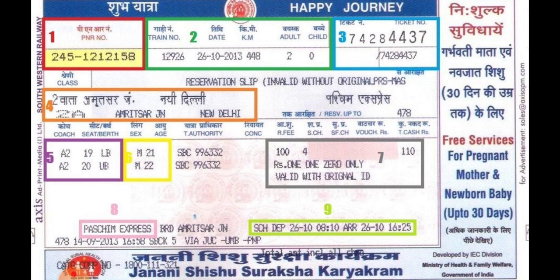Okay, and what is written down is Janani Shishu Suraksha Karyakram, it is written below, and on the side also, which is for general awareness, that the public should know; all the details are given. And at the top you can see Shubh Yatra, happy journey. That is the message given by Indian Railways. So this is how a train ticket looks. Clear, children? I hope it is clear to all.